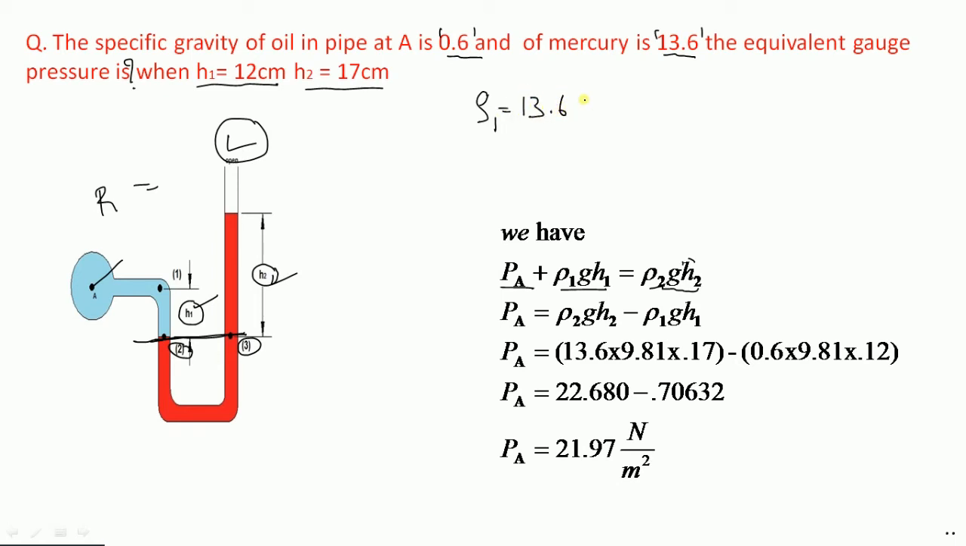If we multiply this with 1000, that will be the density of oil, and similarly we are multiplying 0.6 with 1000, so that is the density of the second one. Instead of that we can put the values directly, because it is the same unit. So once we calculate the value of PA, it is 21.97 Newton per millimeter square.